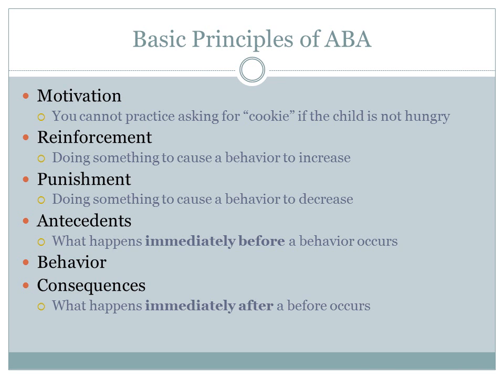There are 6 basic principles of ABA: motivation, reinforcement, punishment, antecedents, behavior, and consequences. So for motivation, you're not going to be able to get a child to engage in something unless they're motivated to do so. A great example of this is practicing demanding or requesting for an item. If a child has no interest in requesting a cookie, they're not going to request the cookie.